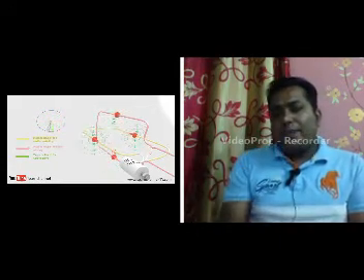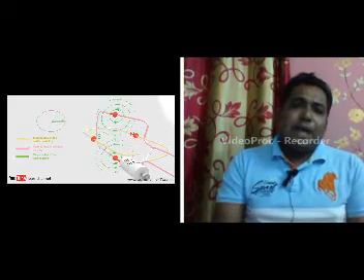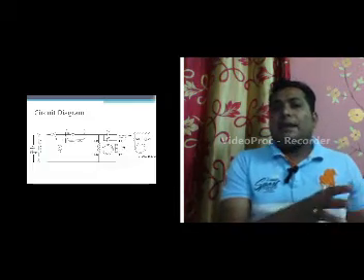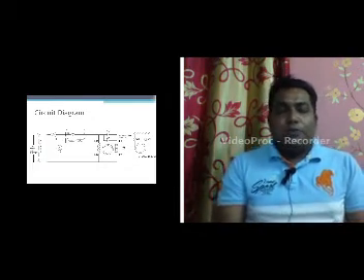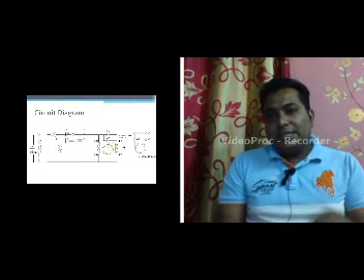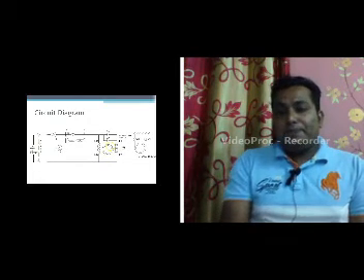So what we are going to do: in this experiment we have a single phase induction motor that is connected to some sort of belt and pulley setup. Through that belt and pulley setup we are going to change the load, and with the changing of the load the motor will try to keep its speed constant.